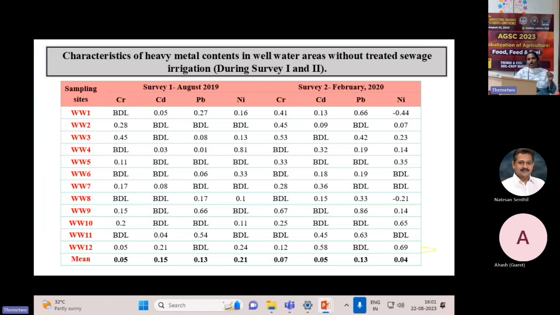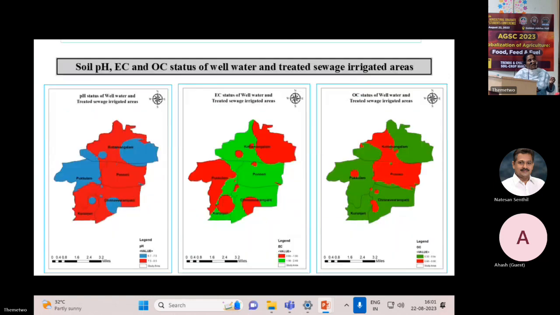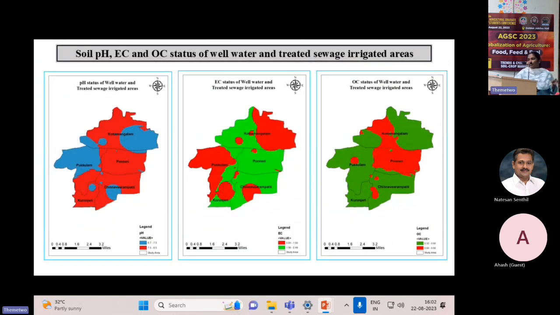And the heavy metals during survey 1 and 2 in the non-treated sewage irrigated sites. In some areas we have noticed that the heavy metal content is below the permissible limit, and in some areas it is below detectable level. Based on this, for soil, we have generated a thematic map for 6 characteristics: pH, EC, organic carbon, and soil available NPK.